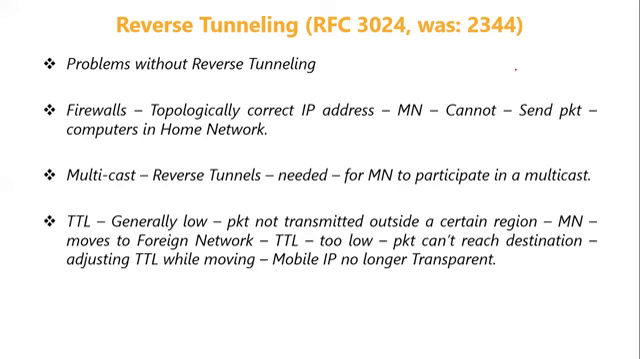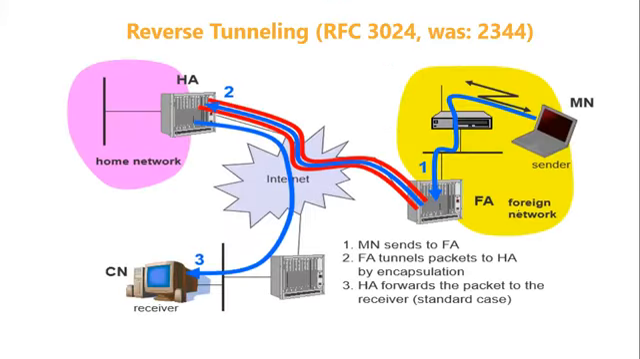Originally, mobile IP without reverse tunneling is called RFC 2344. After adding reverse tunneling, it is called RFC 3024. Okay, fine. Now let us see how the reverse tunneling concept works with a particular diagram. Here you can see this mobile node wants to communicate with the correspondent node. First it sends the packet to the FA. This mobile node is registered in this foreign agent.